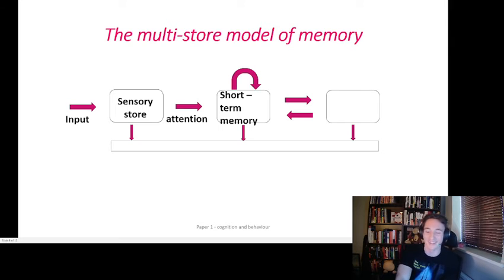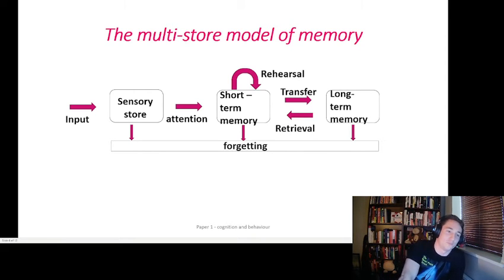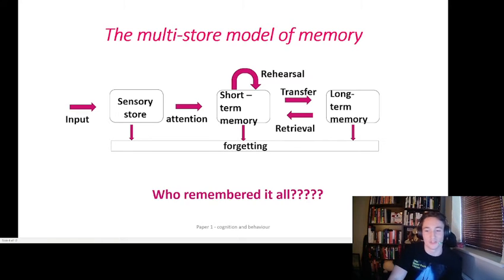And if we rehearse the information, sorry, give that one away. If we rehearse the information in our short-term memory, then it can be transferred to our long-term memory. And when asked to recall something for an answer, perhaps, we retrieve that information to our short-term memory. And at any of these stages, can it be forgotten? Any information can be forgotten. Okay. There you go. So that is the multi-store model of memory.